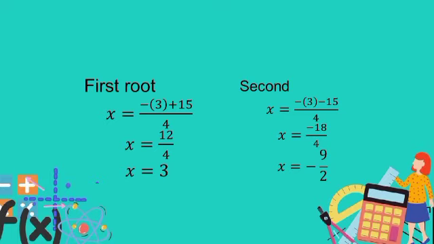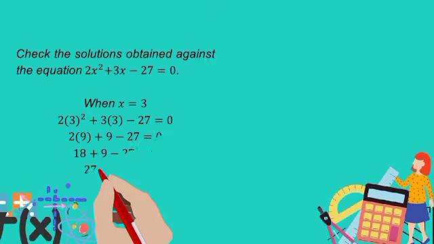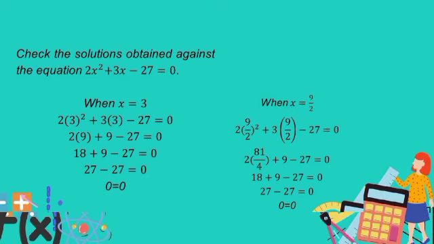In this example, I will teach you how to check if the solution or the roots can satisfy the equation. So let's have our checking. To check if our solution can satisfy the expression, we will substitute the value of x into our original equation. To check the solution that we obtained against the equation 2x squared plus 3x minus 27 equals 0, we will substitute the value of our x into the original equation. Always remember that the left and right sides should be equal so that the expression is correct.